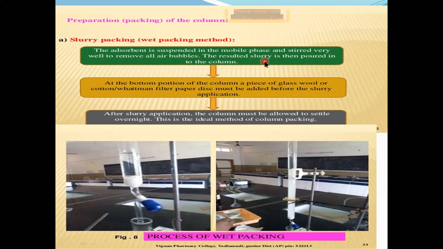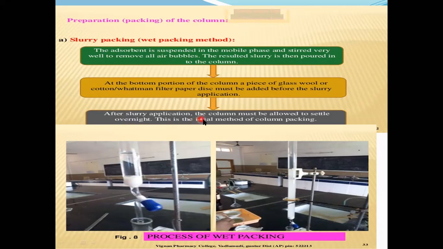We get a slurry. At the bottom of the column, a piece of glass wool or cotton or Whatman filter paper or a disc must be added before the application of the slurry. Otherwise, if we add the slurry, it may come out directly through the plug. So above this plug, we need to place some cotton or Whatman filter paper. Only after that do we introduce the slurry.